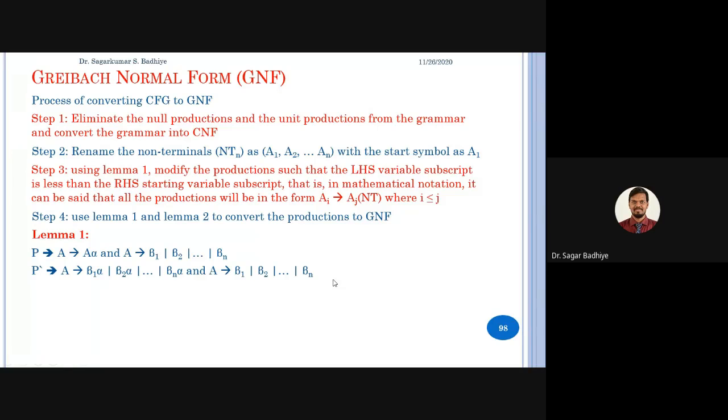Then there is lemma 2. Again in lemma 2, G is given as (V, T, P, S), and we will convert it to G dash, wherein the production rules will change. Now I was talking as if there is a single rule like this, but there can be multiple rules, like A can derive to A alpha 1, A alpha 2.